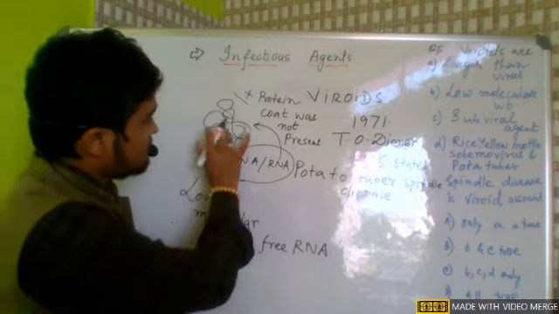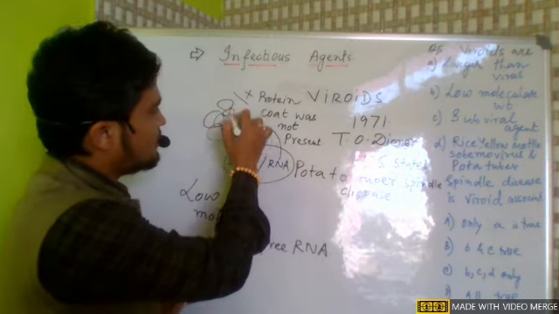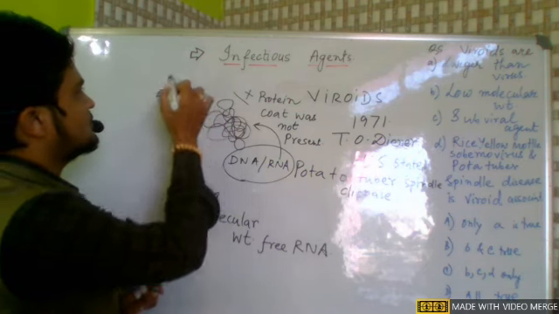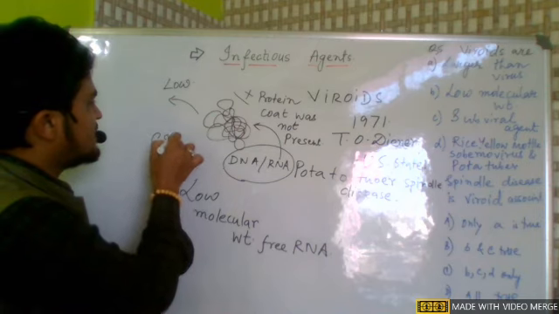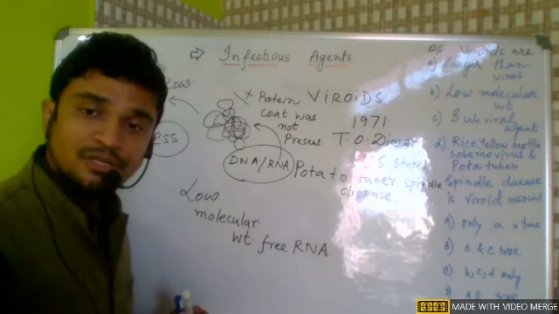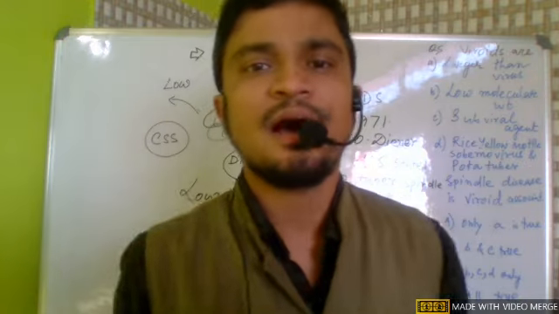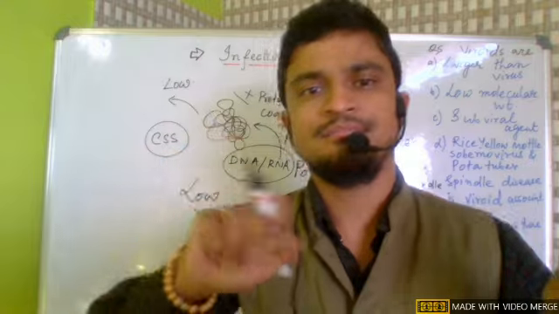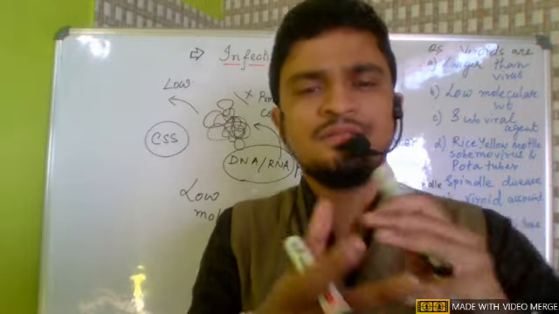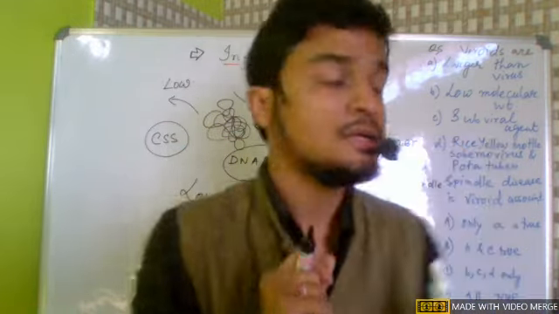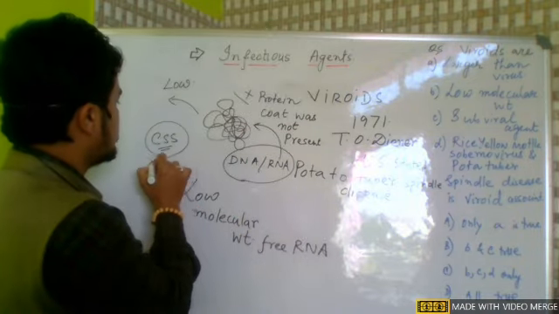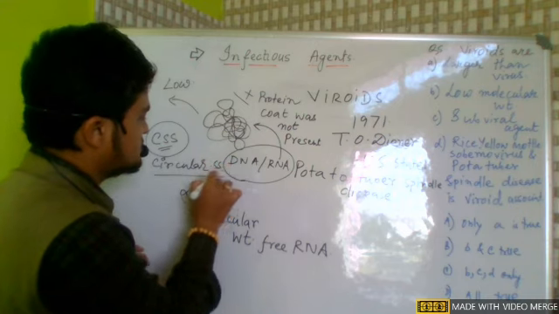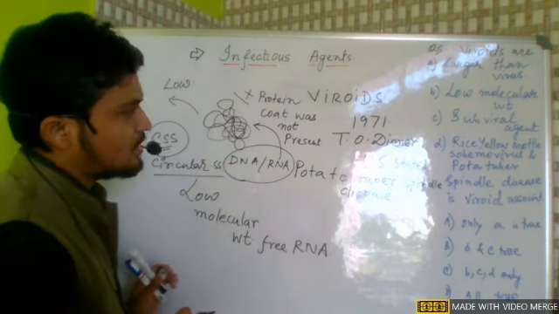If you study this RNA, it was low molecular weight, and this RNA is called cSS RNA, or circular single stranded. That means these RNAs are not a straight chain. It was a single circular RNA, wrapped over itself, and single stranded. So it was circular single stranded RNA.